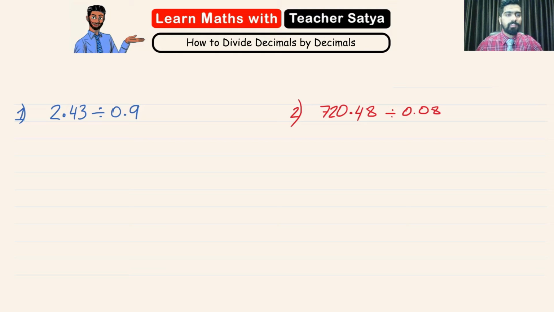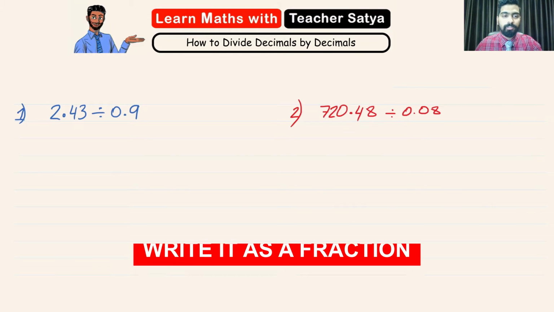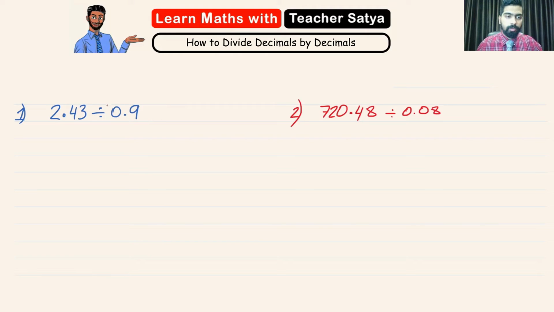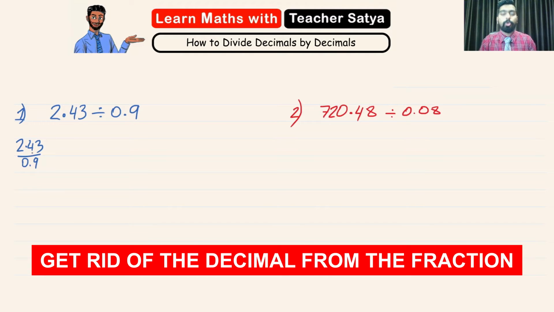Alright, so when we see anything like this, first of all, what I will advise you to do is write it as a fraction. Alright guys, so 2.43 divided by 0.9, I'm going to write it as a fraction. So 2.43 divided by 0.9. Now when we divide numbers, we can't divide by numbers that have decimals, so we are going to get rid of them.